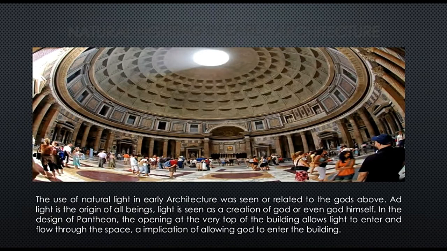The use of natural light in early architecture was seen as related to the gods above. Light is the origin of all beings. Light is seen as a creation of God or even God himself. In the design of the Pantheon, shown in this picture, the opening at the very top of the building allows light to enter and flow through the space, implying God entering the building.